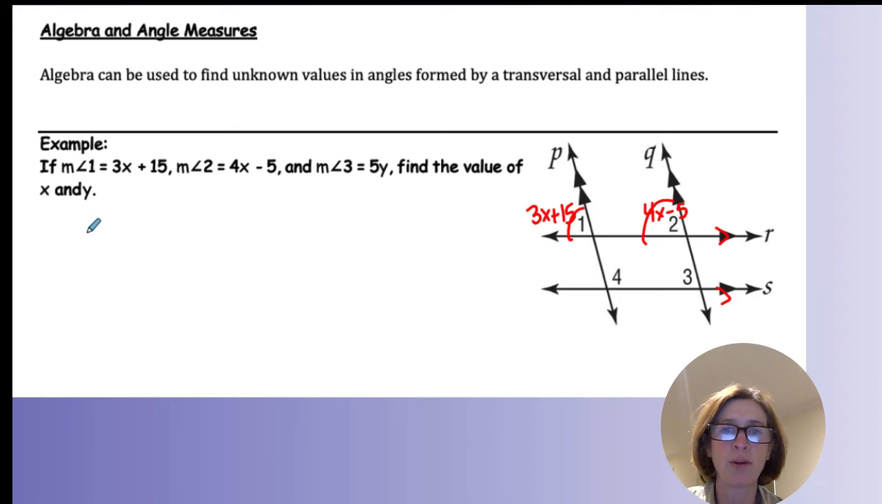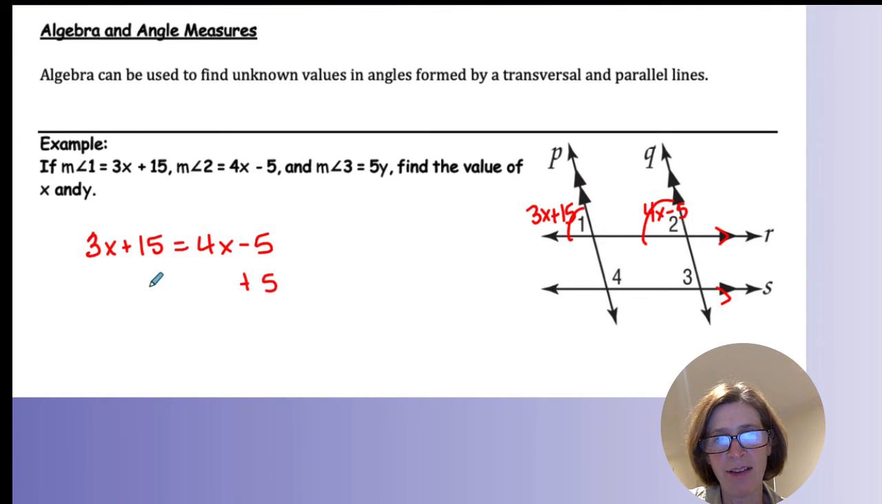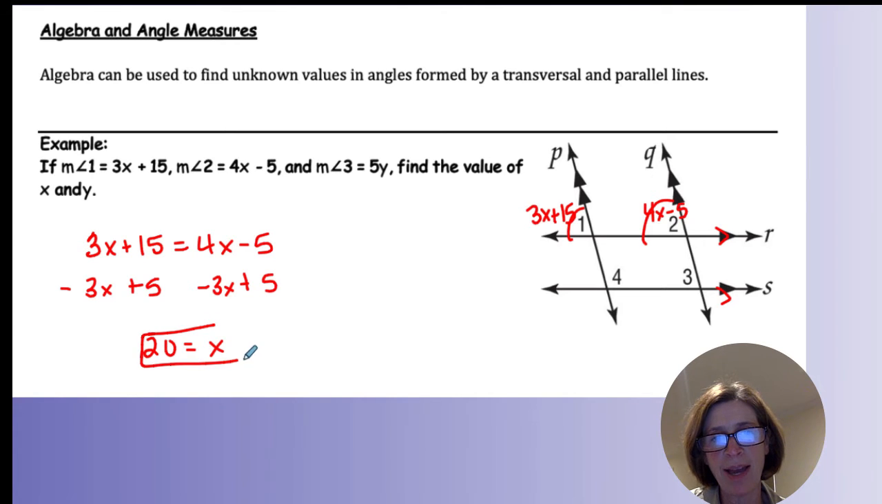So I'm not even going to worry about 3 right now because 3x plus 15 has to equal 4x minus 5. All right, so I'm going to add 5, and I'm going to subtract 3x. And so I'm going to get 20 equals x. So I've got my x value. Now I've got to look to y. So y is angle 3.